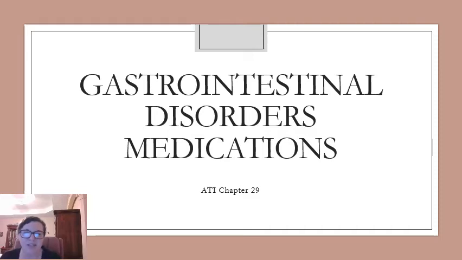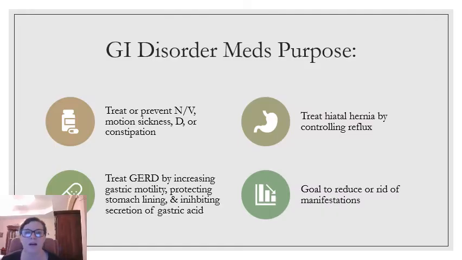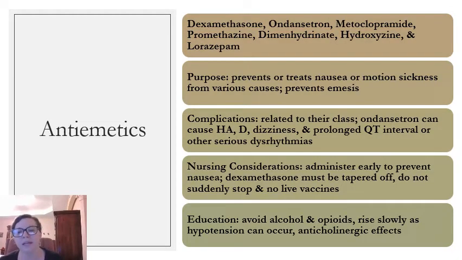All right, so the next set of medications are going to be covering gastrointestinal disorders. So this is from chapter 29 in your ATI book. The purpose of these medications is to treat or prevent nausea and vomiting, not motion sickness, diarrhea, or constipation. Treat GERD by either increasing the gastric motility, protecting the stomach lining, or inhibiting secretion of the gastric acid. And then also to treat hiatal hernia by controlling the reflux. So the goal is to reduce or rid of the manifestations of the disease process. So the first type are going to be antiemetics.